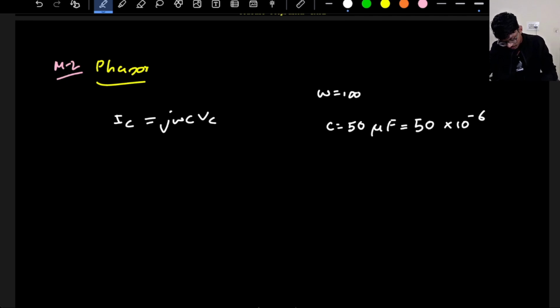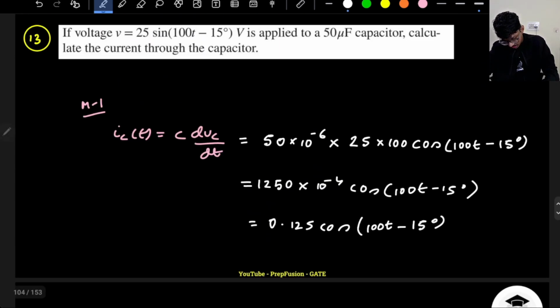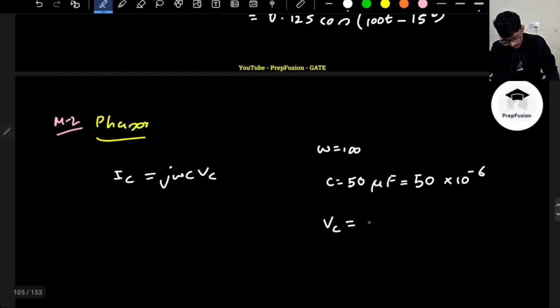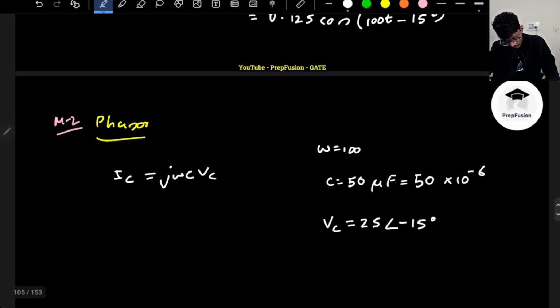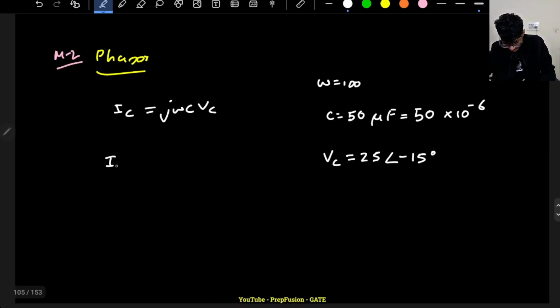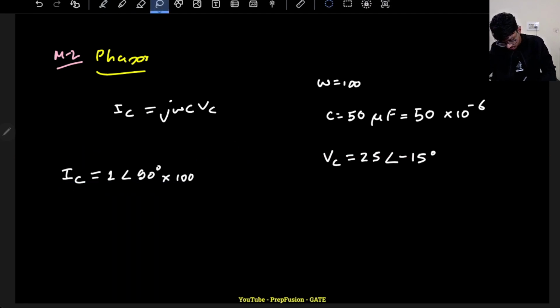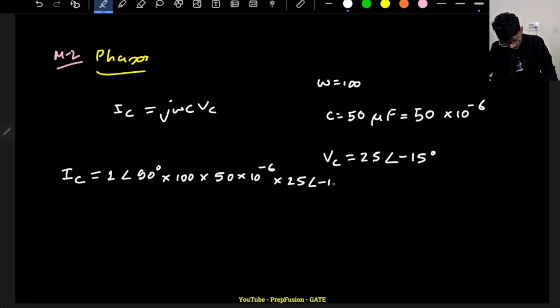So what is VC? As sin omega t is the reference, this VC will be 25 angle of minus 15. So all the quantities are known now. This j can be replaced with 1 angle 90. Omega is 100, C is 50 into 10 raised to the minus 6, and VC is 25 angle minus 15.